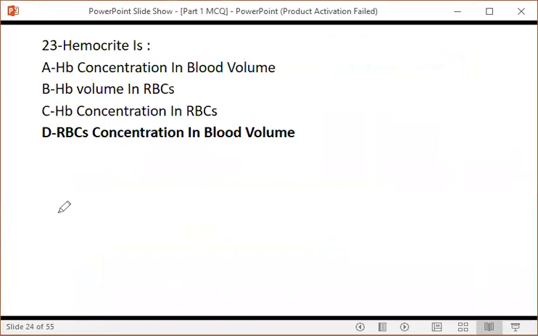Hematocrit, what is hematocrit? Is it hemoglobin concentration in blood volume, hemoglobin in blood in RBC, hemoglobin concentration in RBCs, or RBCs concentration in blood volume? What is hematocrit? Hematocrit is the ratio of the volume occupied by the RBCs to the volume of whole blood. So this is the hematocrit.